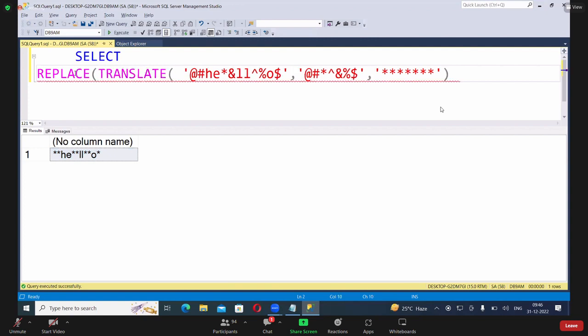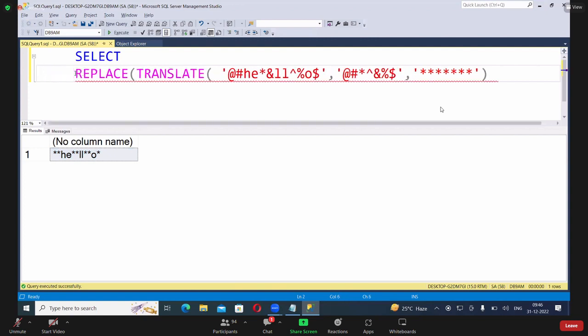For the replace function, what is the input? The input is the translate function output. The translate function output is the input for the replace function. So what is the output? What is the input for replace? This is the input. That means the whole translate function is replaced with this.